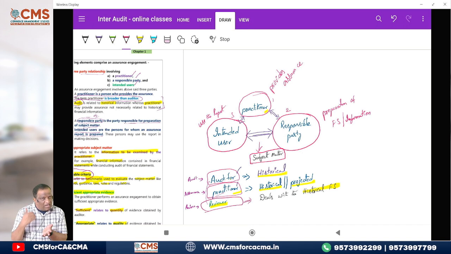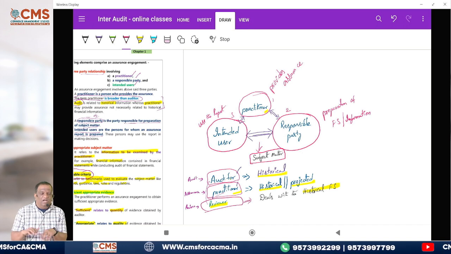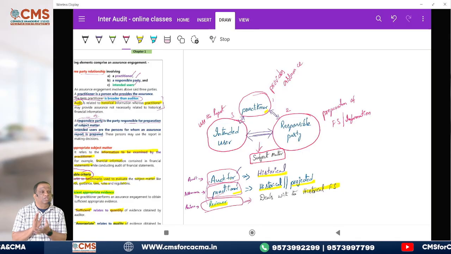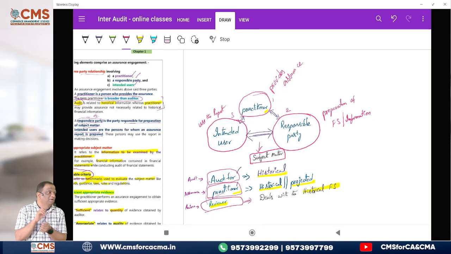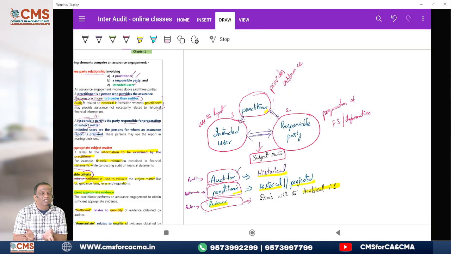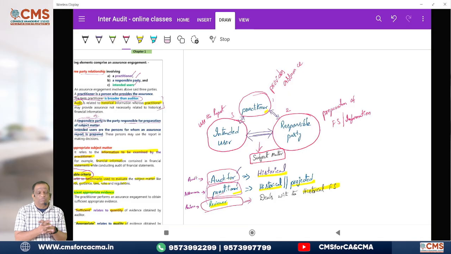Then how does the practitioner verify this subject matter? Based on suitable criteria. And for whose sake? Intended user's sake. But who will pay the money to the practitioner? Responsible party will pay. Why? Because he will have an indirect use, but the direct use is for the intended user.